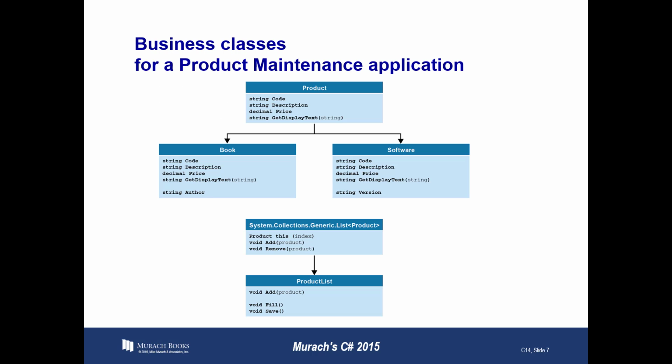So this is the product maintenance that we talked about before. Now when you look here, what's different? Well, we're saying every product has a code, a description, a price, and the ability to display its text. And there they are. But in addition, a book has an author where software has a version. In other words, both book and software are inheriting from product. In addition to the things they get naturally, they're also adding, in the book case, a string for the author, and in the software case, a string for the version.